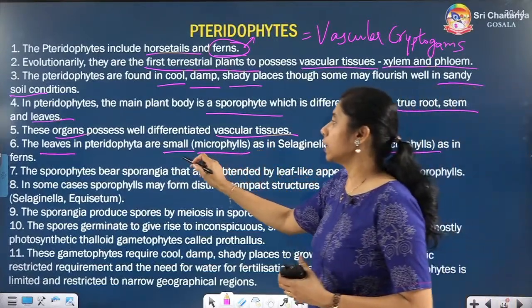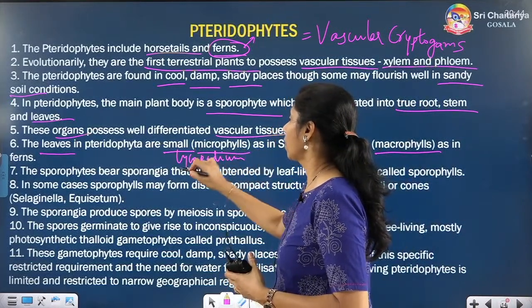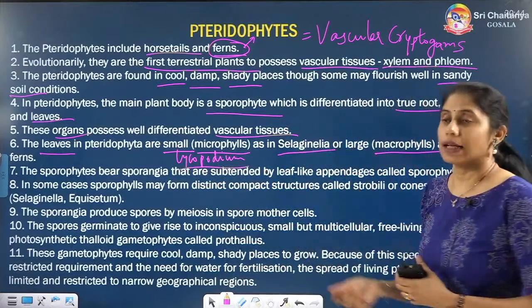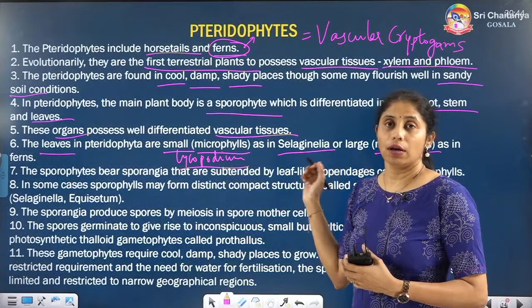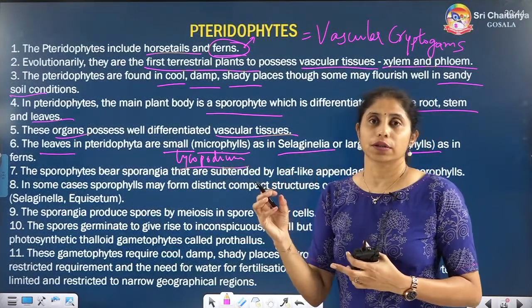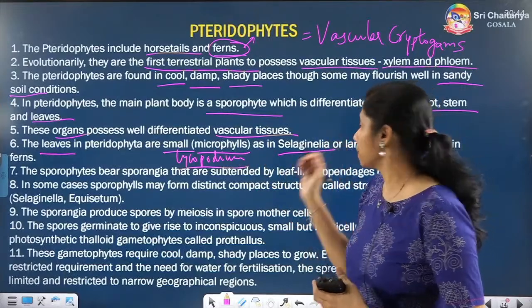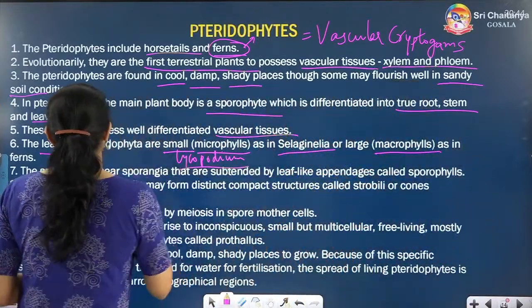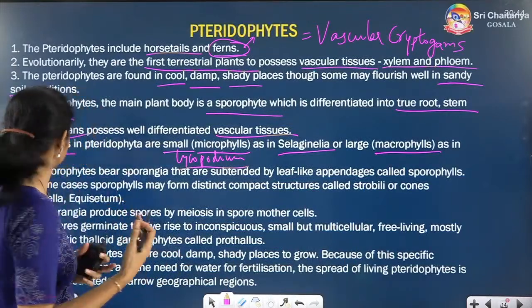Small leaves are present in Lycopodium. Large leaves are present in Selaginella. This is the best example to remember: Selaginella contains large leaves, while Lycopodium has small leaves, microphylls. Macrophylls are also present in the ferns.